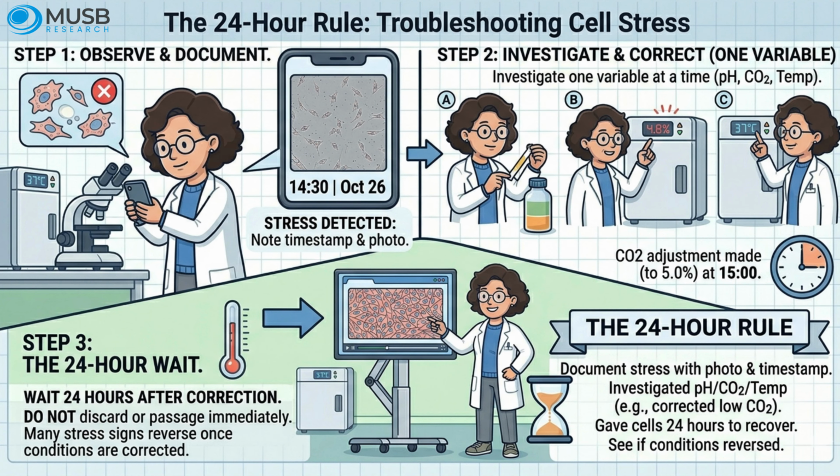The 24-hour rule. If you see early stress signs, do not immediately panic and passage or discard. First, document what you see with a photo and timestamp. Then investigate one variable at a time. Check pH. Check CO2 readout on the incubator. Verify temperature. Give the cells 24 hours after correcting any identified issue to see if they recover. Stress signs often reverse rapidly once conditions are corrected.